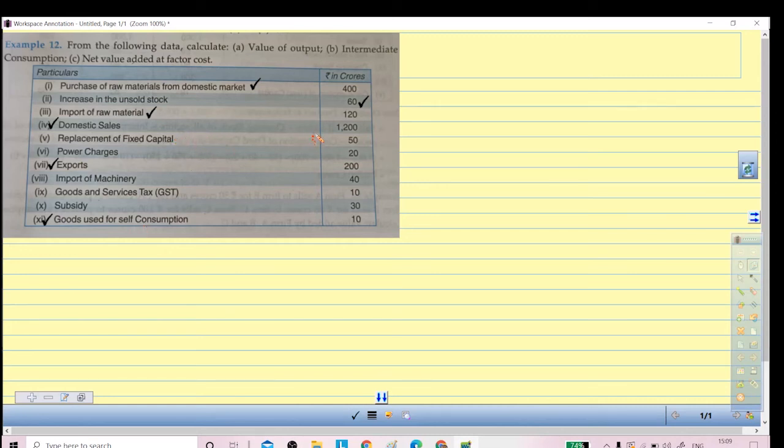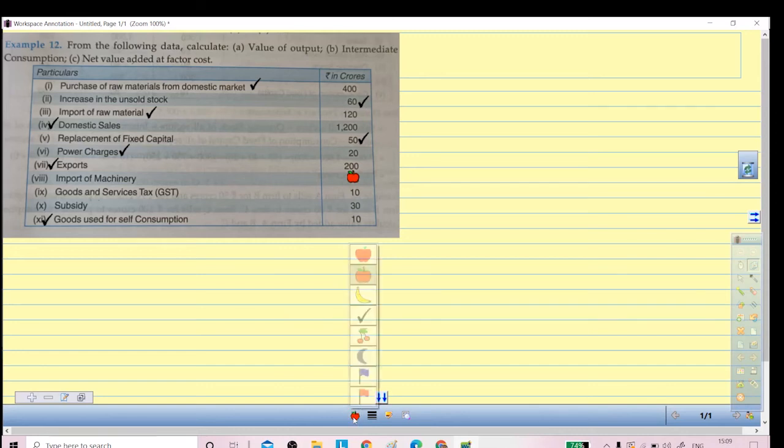Replacement of fixed capital, as we know, is the other name for depreciation. Then power charges. Why is this term given? Once I told you, power charges also come under intermediate consumption. Then import of machinery. This particular term is given in order to confuse you. Machinery does not form part of intermediate consumption, so we will not consider this amount 40.